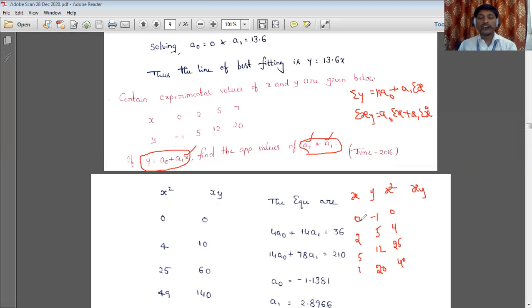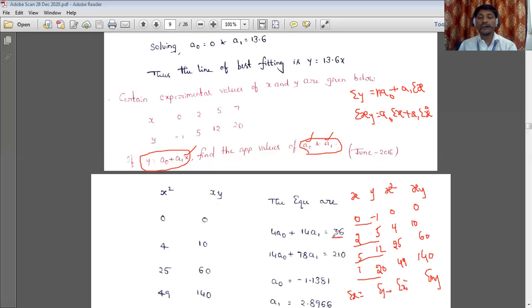And next we need to multiply the terms x into y. So 0 into -1 is 0, 2 into 5 is 10, and next 5 into 12 is 60, and next 7 into 20, that one will get as 140. And now we require the values of summation x. It means we need to calculate summation x, summation y, summation x square and summation xy. So how will we get these values? Just by adding all these values. By adding this one we'll get summation x, and by adding this one summation y, summation x square and summation xy.